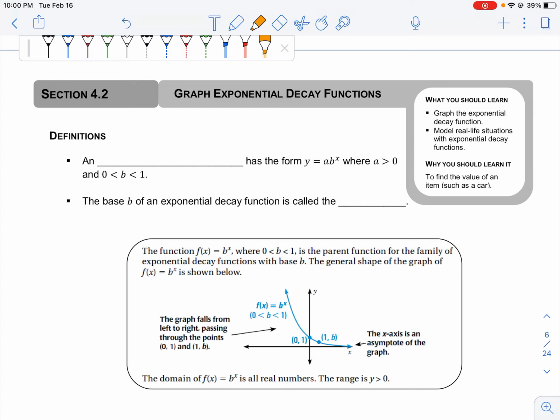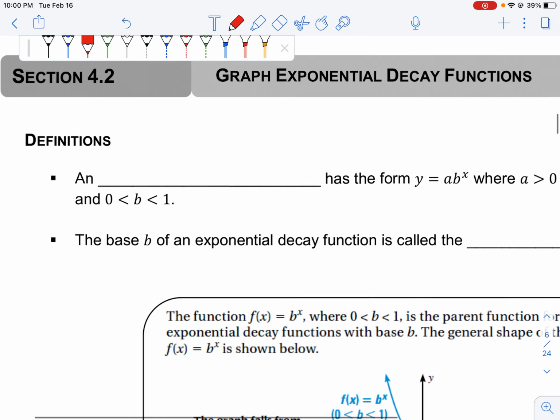So last week we talked about exponential growth functions. This week we're going to start talking about exponential decay functions, and it's basically the same idea.